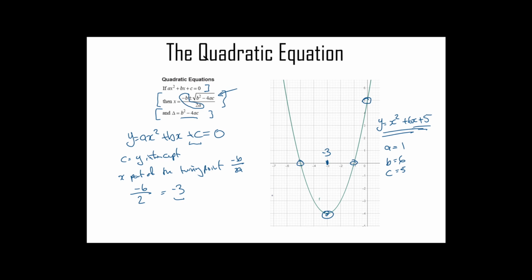What else can we see? The other thing that's really, really useful is seeing that if a is greater than 0, a is a positive number, it's going to look like this one here. If a is a negative number, a number that's less than 0, it's going to look like that. If a equals 0, it's not a parabola, it's a straight line.